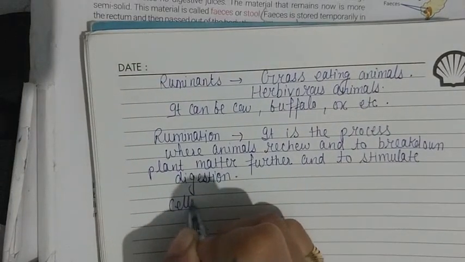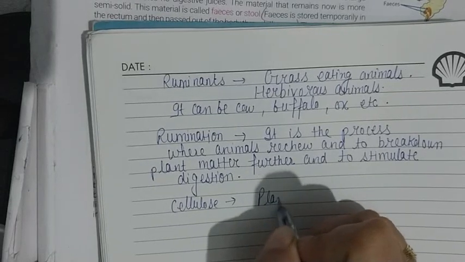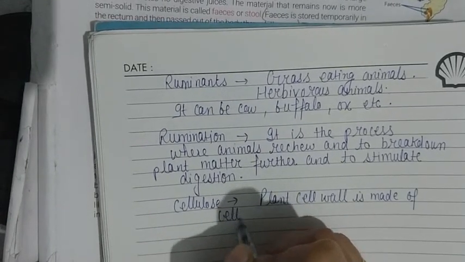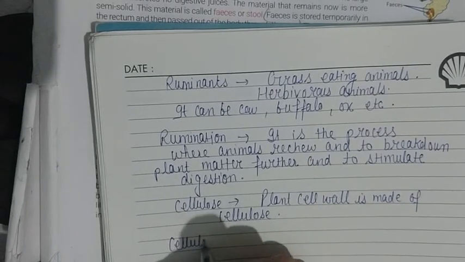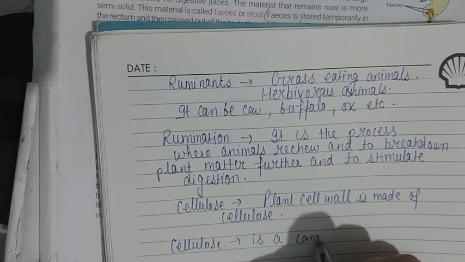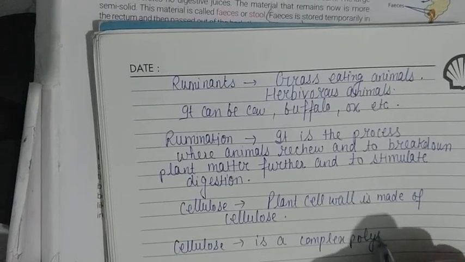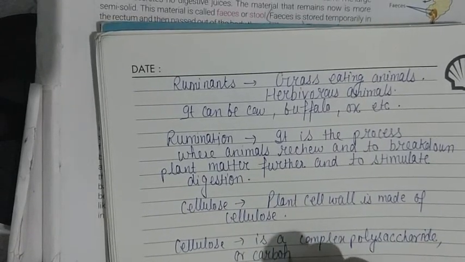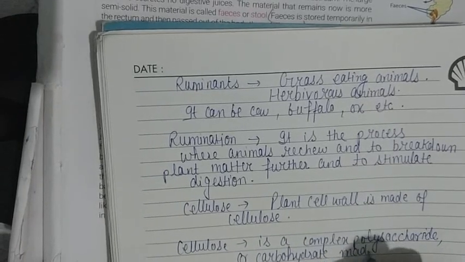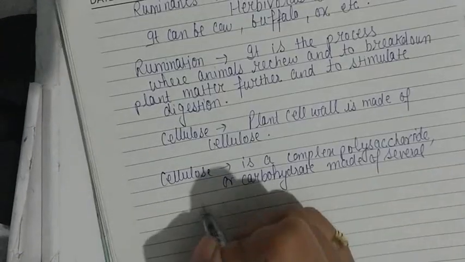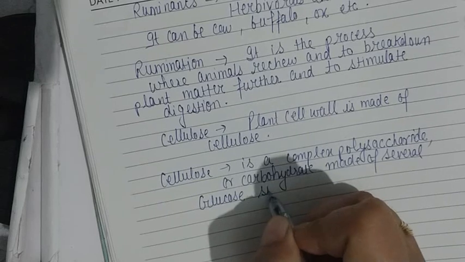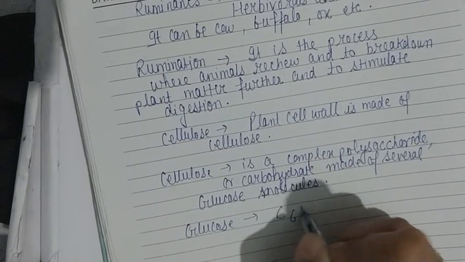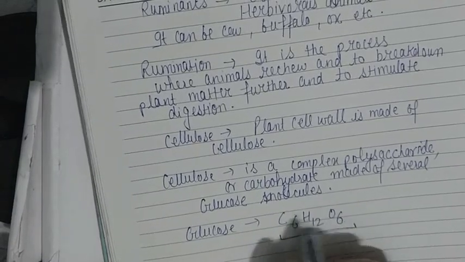So next, what is cellulose? Plant cell wall is made up of cellulose. Cellulose is a complex polysaccharide carbohydrate made of several glucose molecules. C6H12O6 is the formula of glucose.